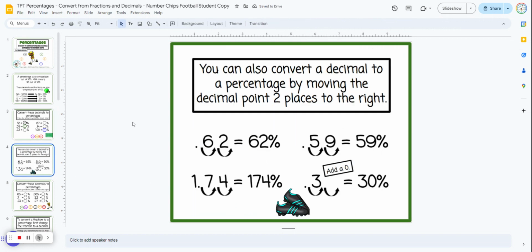Now the next slide shows how to convert a decimal to a percentage by moving the decimal point 2 places to the right. So here we have 62 hundredths. If we move that decimal point 2 places to the right, we get 62%. Here we have 1 and 74 hundredths. Move the decimal point 2 places to the right, we get 174%. And then here, if we're moving that decimal point 2 places to the right and there is no number here, then you just have to add a 0. So this would be 30%, not 3%.